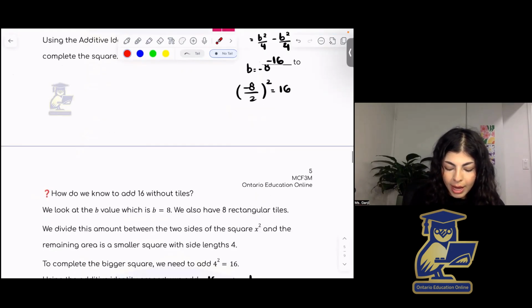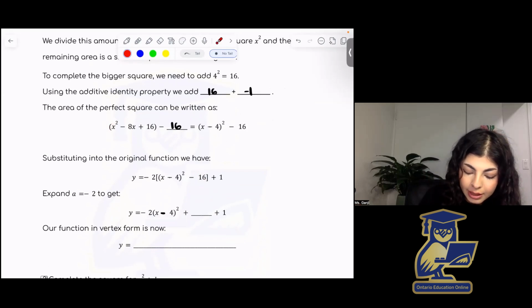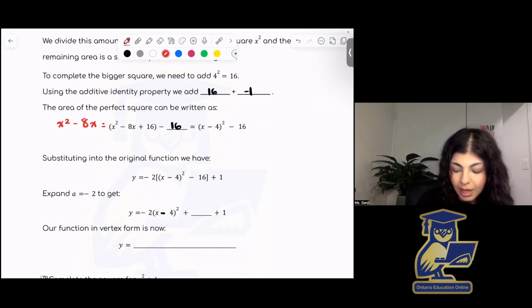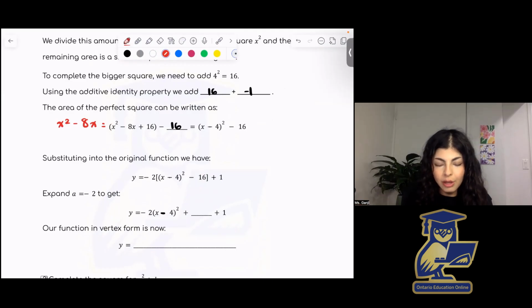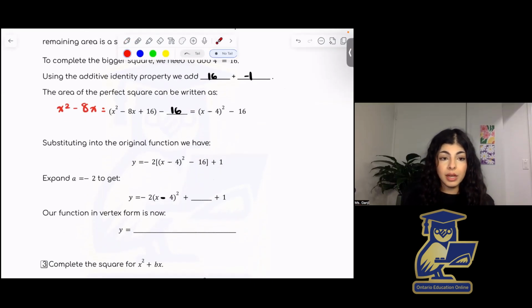So we had y equals negative 2, and wherever I had that x squared minus 8x, I'm going to write all of that there, because this was equal to x squared minus 8x. But we just added and subtracted other things to create another representation of it. And I had that plus 1 there. But we're not done. We have to now expand and simplify.